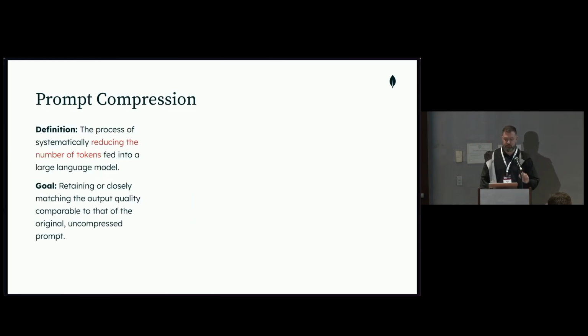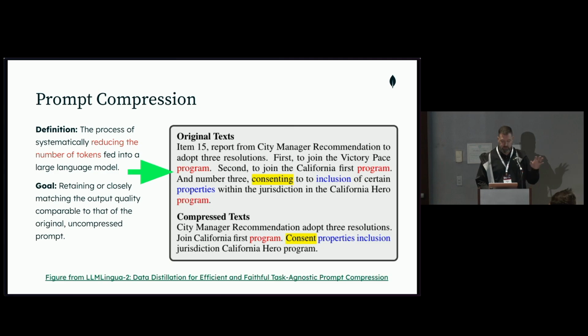Prompt compression is the process of reducing the number of tokens fed into the large language model. So just reducing the amount of words that we send it. Your goal here is to closely match the output compared to the original uncompressed prompt. So here's an example of the original prompt and the compressed prompt. The compressed text has the essence of the information that is in the original text, but uses fewer words, so fewer tokens.